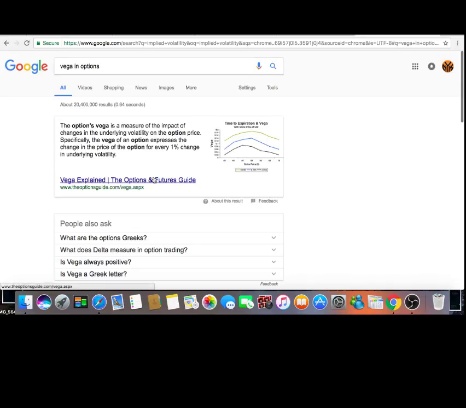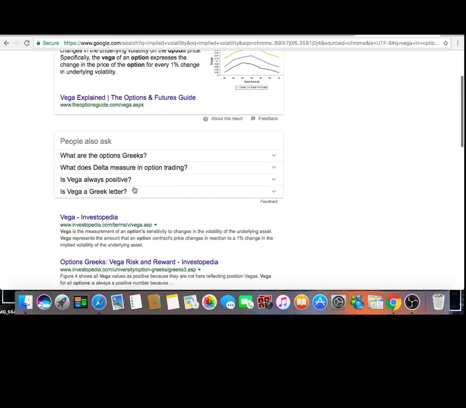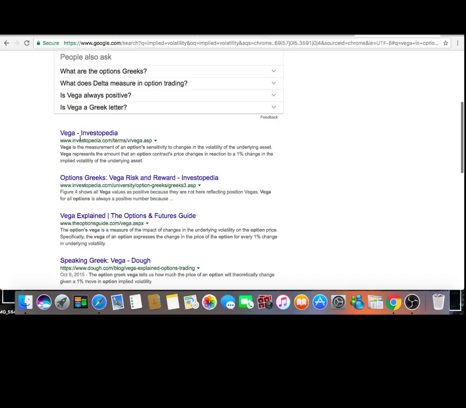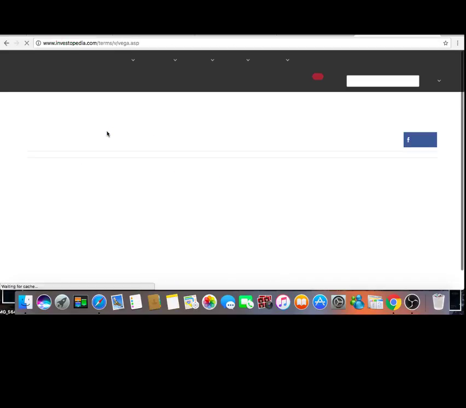Okay, so the option's Vega is a measure of the impact of changes in the underlying volatility on the option's price. Specifically, the Vega of an option expresses a change in the price of the option for every 1%. Okay, I'm going to look into this a little more, because this is something I even have to learn. The Vega and the Rho.